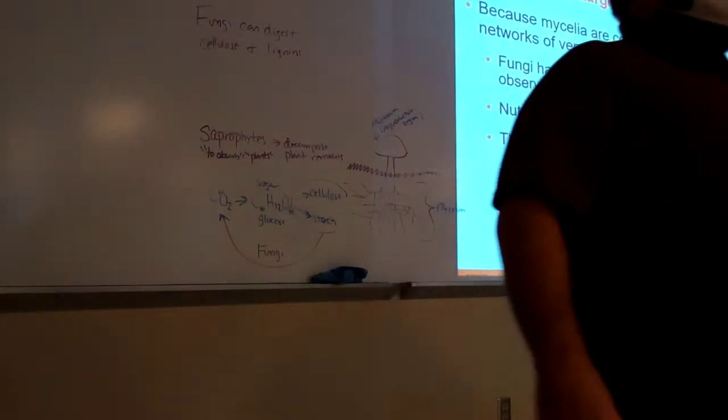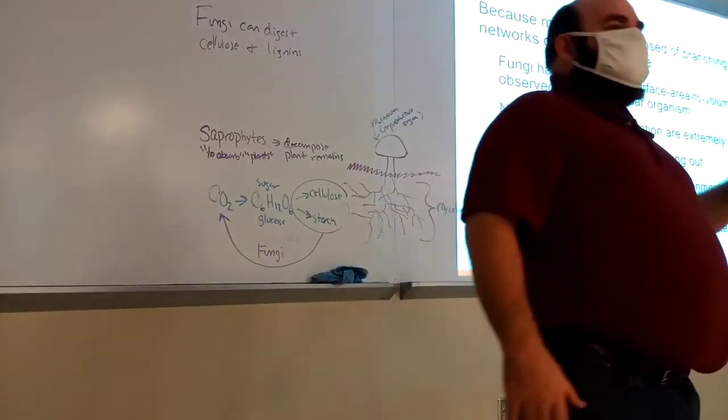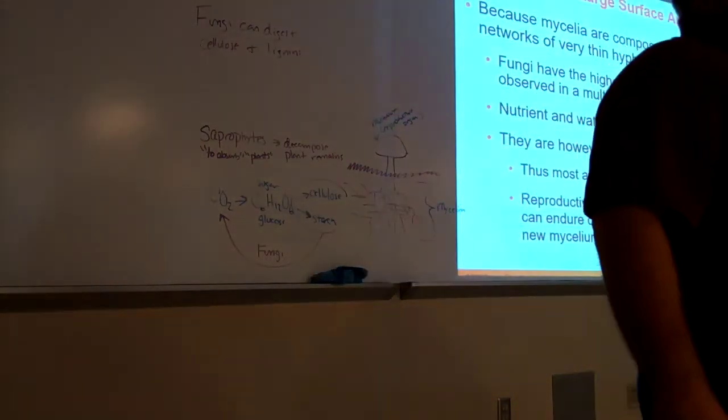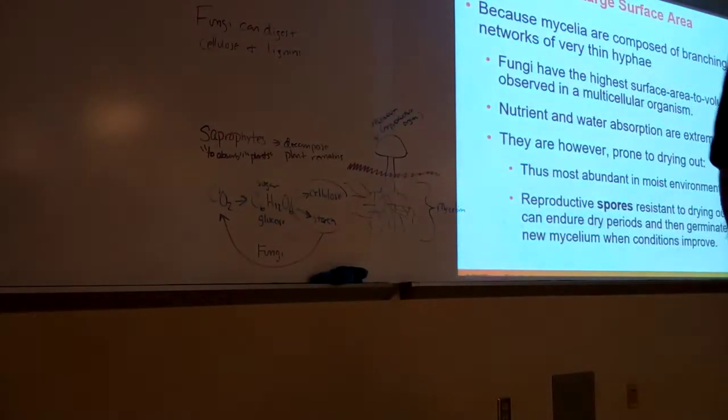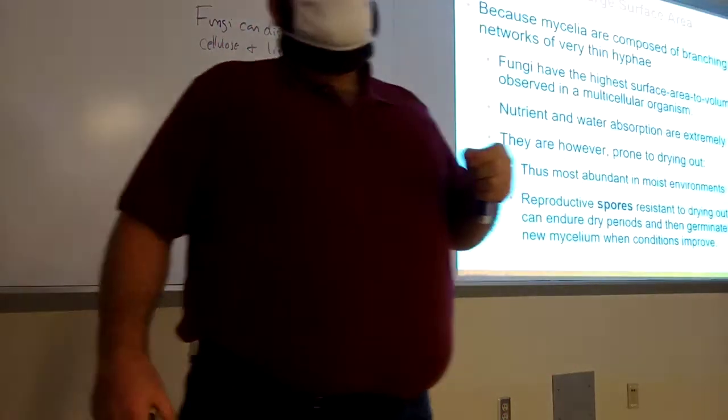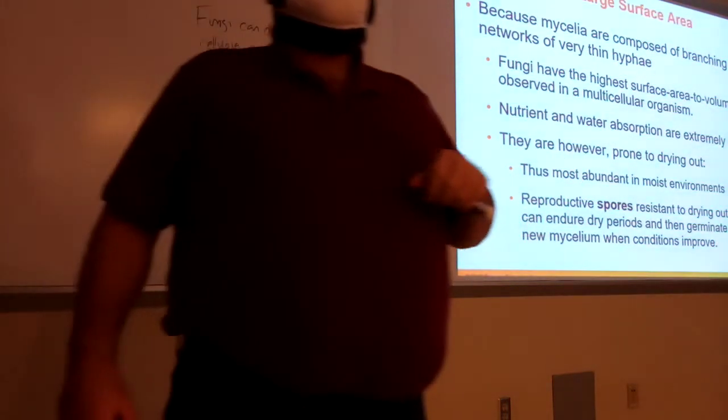If people's toes are in a moist, wet environment for too long, very quickly an athlete's foot fungus could start growing in that environment. They tend to prefer these warm, moist environments, otherwise they dry out very quickly. However, their spores are a different story.